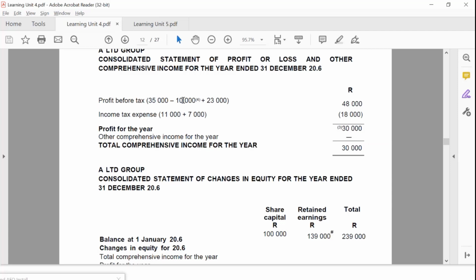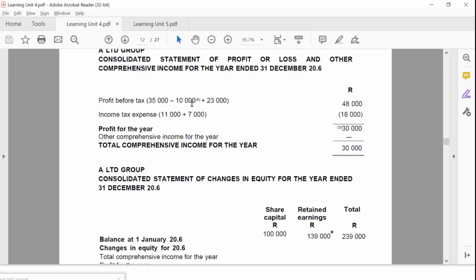Why? Because the parent company will have added that dividend into their profit before tax. But guess what? Upon consolidation, that dividend does not form part of your profit because it has to be eliminated. So because of the pro forma journal entry that you passed to eliminate that dividend by debiting the dividend received, that is why this minus 10,000 is here.